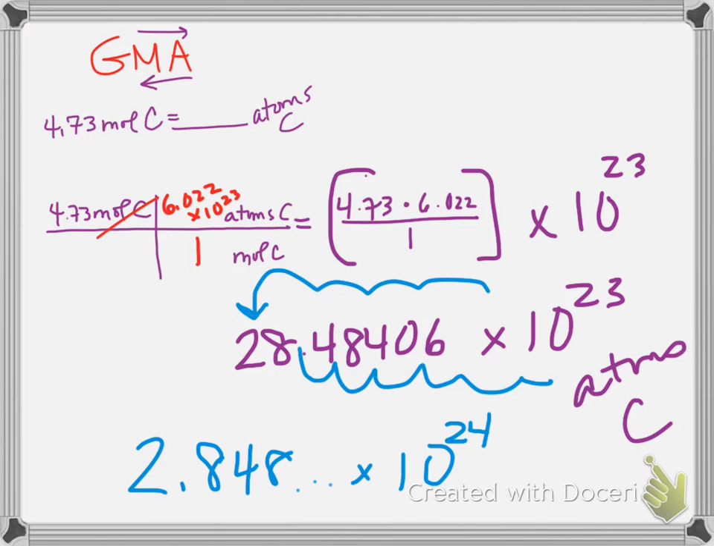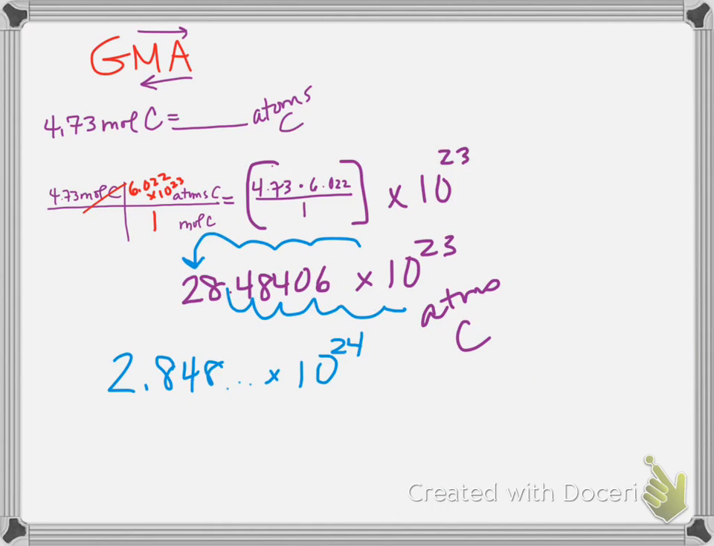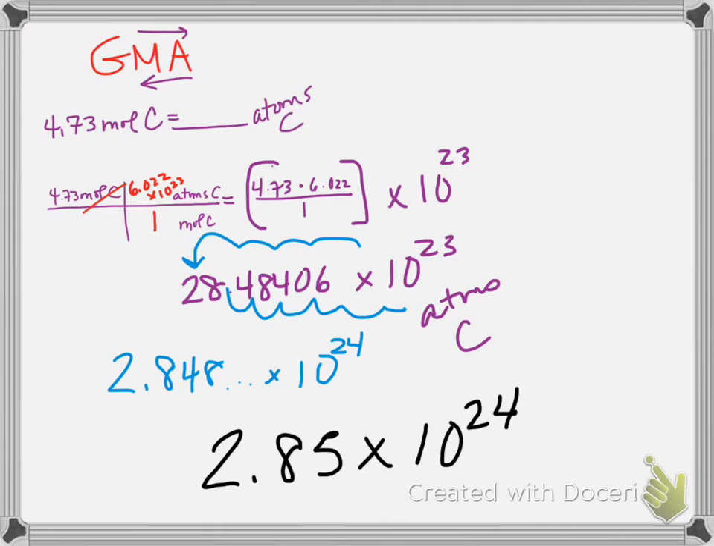How many sig figs can I have? 3. I can have 3 sig figs. And everything that I put in scientific notation is significant, so I'm going to have 2.85 times 10 to the 24th atoms of carbon. Okay? 2.85 times 10 to the 24th atoms of carbon. That's moles to atoms.